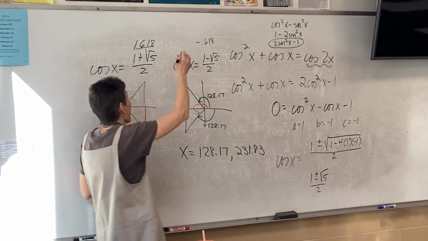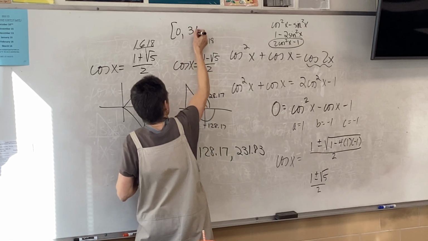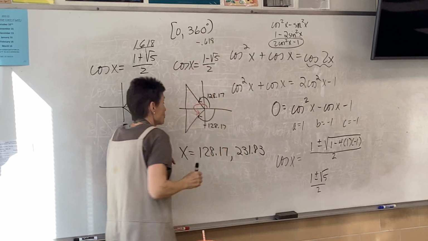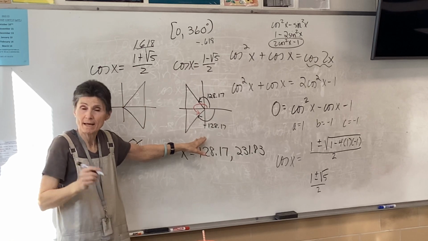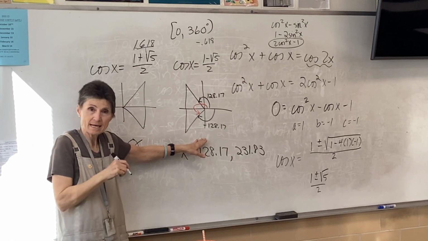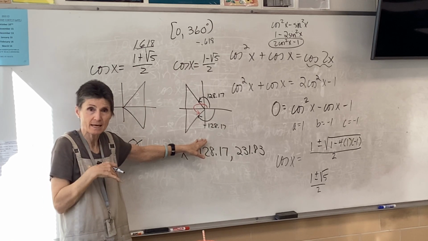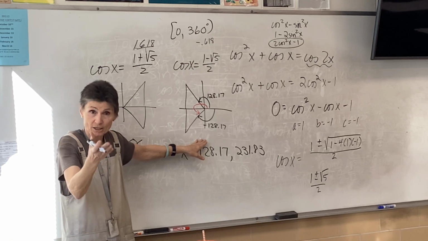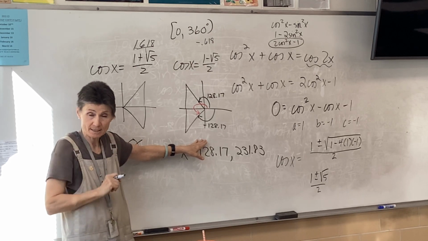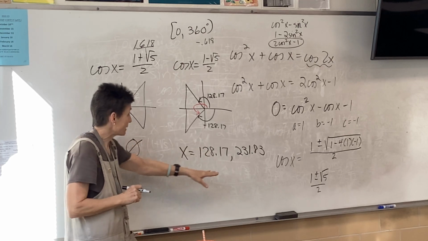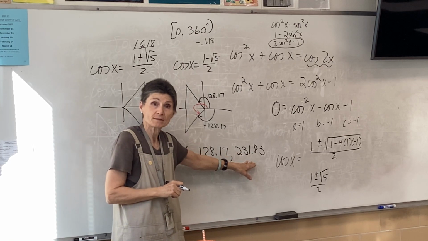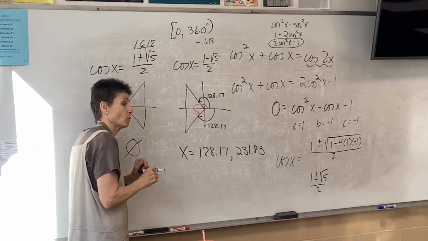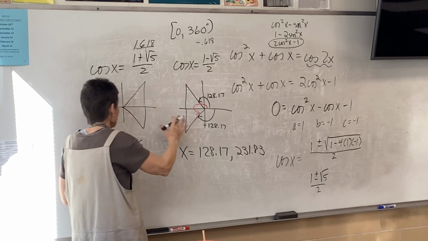Your answers have to be between 0 and 360. So you can't say negative 128.17. That is an answer, but you can't use it because it's negative. So we'll just find a coterminal angle, add 360 to it, and get 231.83. Now, real quick before we go, I want to show you, this can be a little confusing.